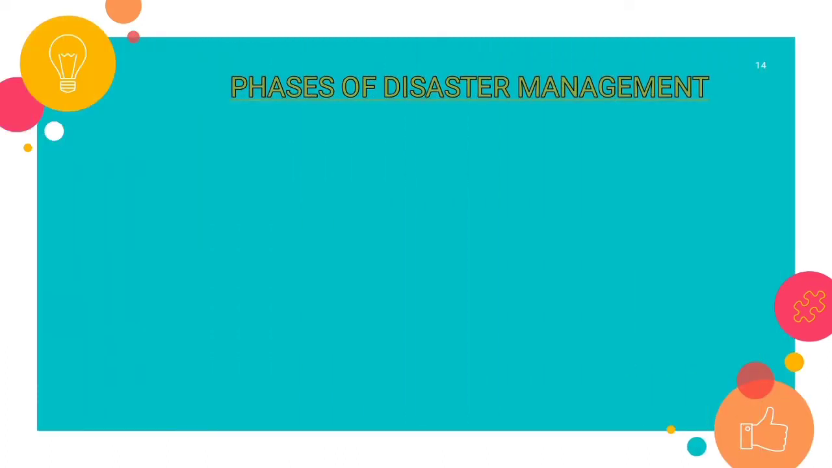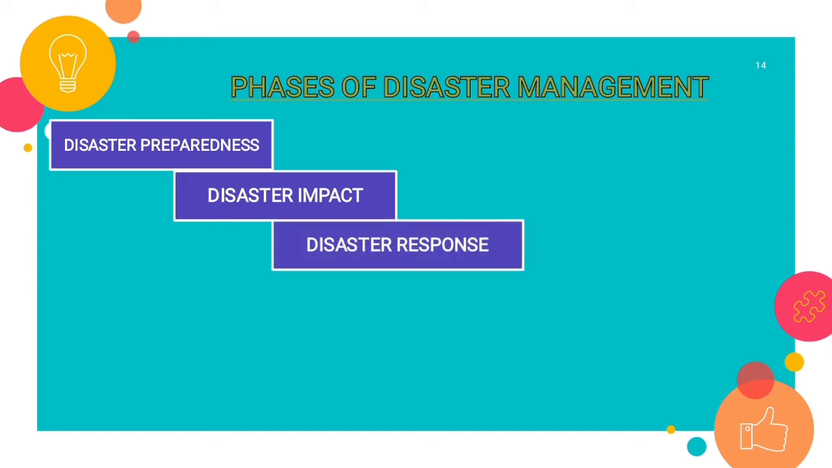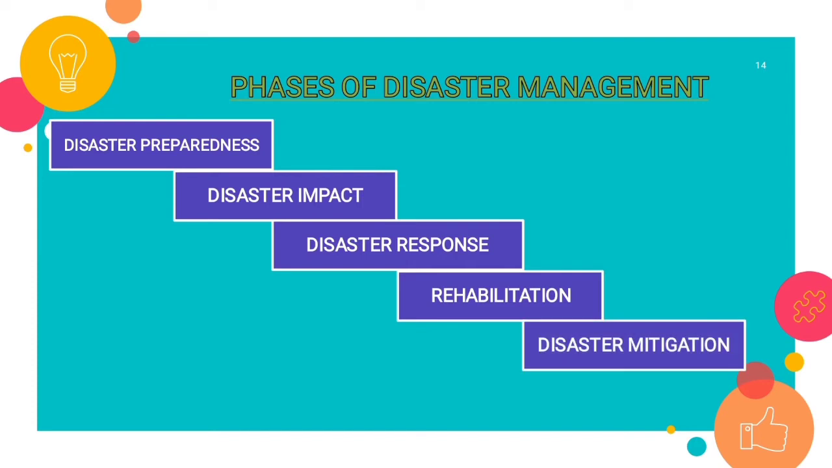Phases of disaster management. There are mainly 5 phases of disaster management. Disaster preparedness, disaster impact, disaster response, rehabilitation, disaster mitigation.